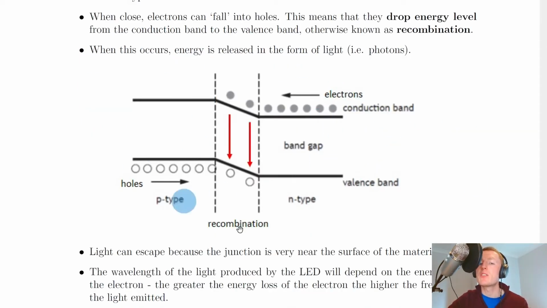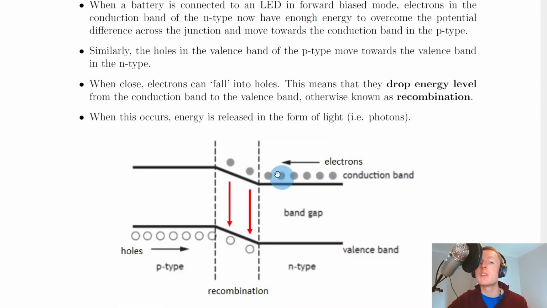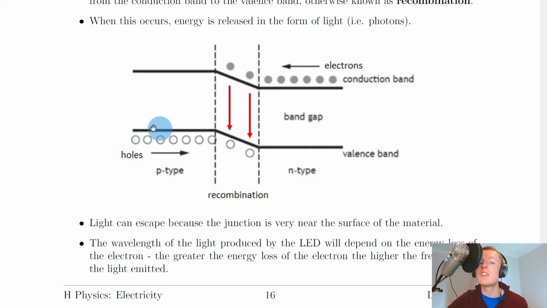So if we look at this picture here, we're saying that these electrons in the conduction band of the N-type material now have enough energy due to the potential difference or voltage from the battery to move across the junction into the conduction band of the P-type material. And similarly, it says the holes in the valence band of the P-type move towards the valence band in the N-type. So we're saying that these holes in the valence band of the P-type material now have enough energy to move across the junction into the valence band of the N-type material.